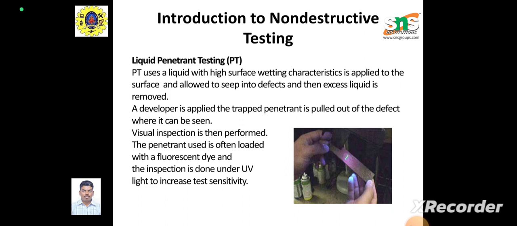Then we use a fluorescent dye to identify the location of the cracks and flaws on the surface of the material. That is the liquid penetration technique. We can go to a fluorescent or ultraviolet room to identify exactly where the cracks or defects are in this particular material. The liquid penetration technique is used after the visual inspection technique. So it is a very important one.